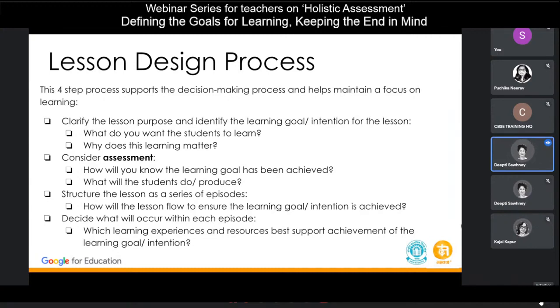So the 4-step process that you need to follow is, first you need clarity on the purpose. What do you want the children to learn, and why does this learning matter? So what is it going to take you towards? So once you have identified the goal or the intention of the lesson, then you look at assessment. How will this goal be achieved? What will be the artifact? What will the child produce at the end of it? Then is your assessment. Then is your strategy. What are the various strategies that you're going to use in the entire process? And finally, what are the learning experiences and resources which are best supported for achieving this goal or this intention?